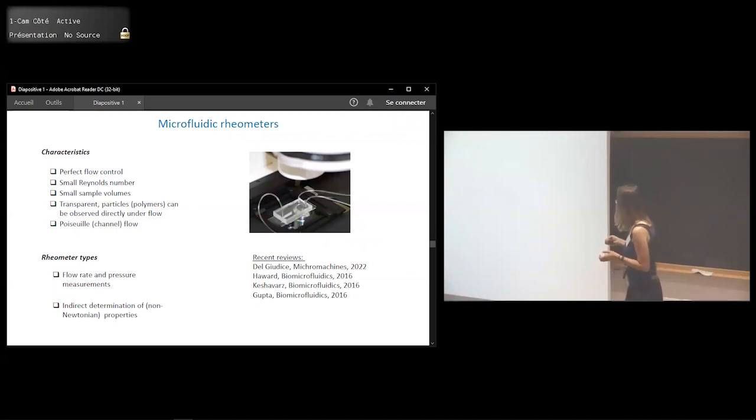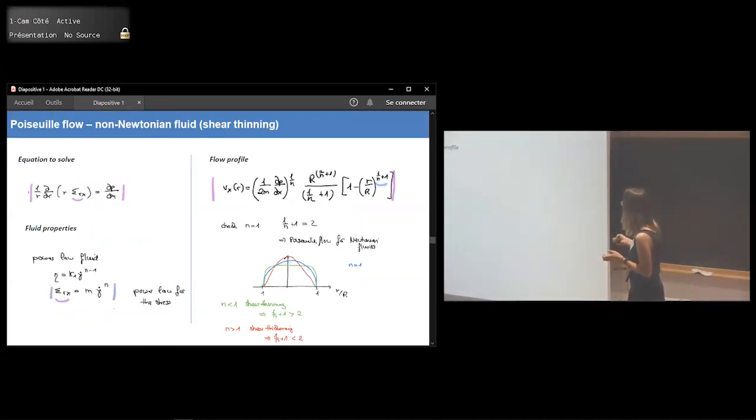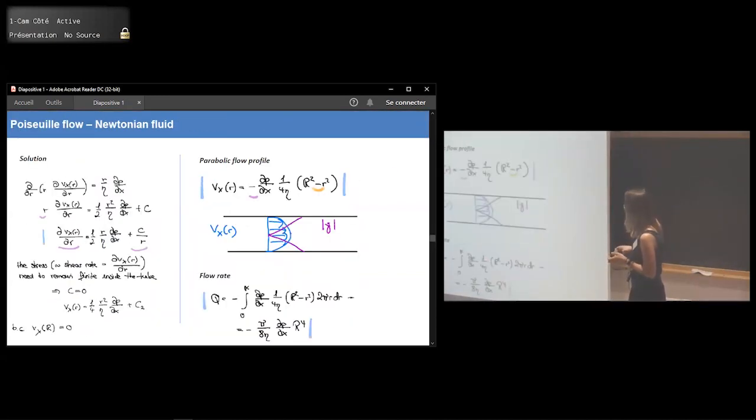So if you go back to the classical result of porous flow, basically if I want to use porous flow to measure viscosities, I measure the flow rate and the pressure gradient, and what is proportional in there is the viscosity. So if I can do that on a big scale, I can also do it on a small scale.